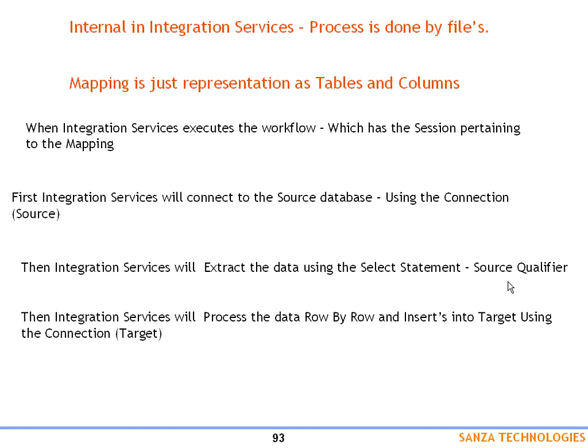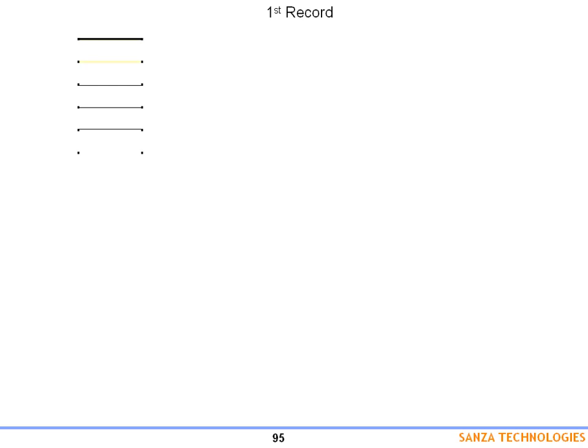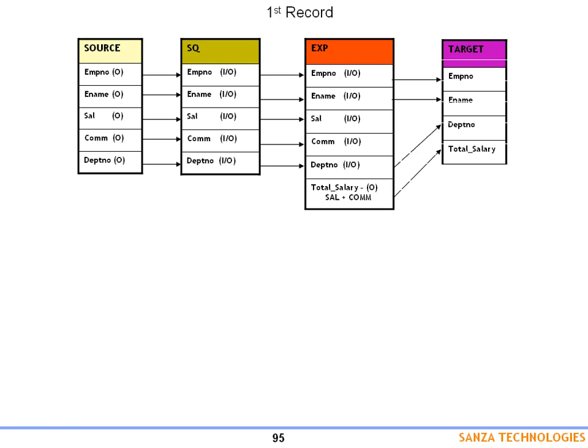Based on your session property, it will go and insert the data into the target, but to insert into the target, it has to connect. So our assumption is, this is your source data. We have created a source qualifier, expression, target. This is your source qualifier, expression and target. The mapping which we have done yesterday, that is what my explanation is for today's execution process.